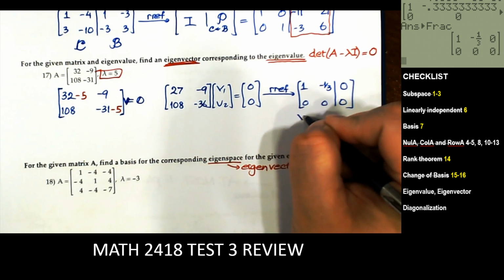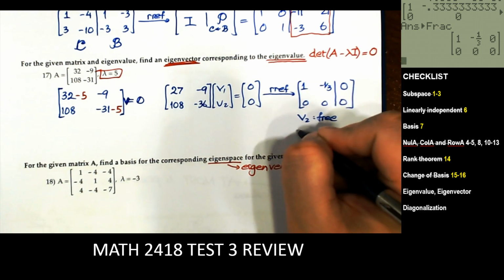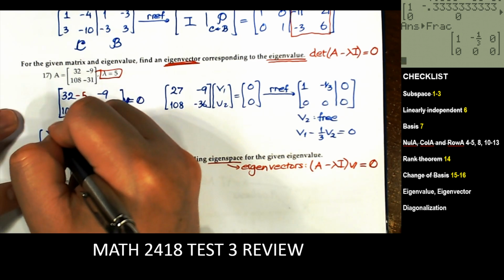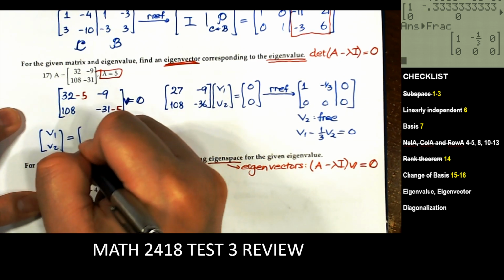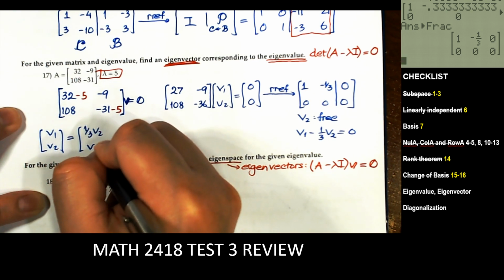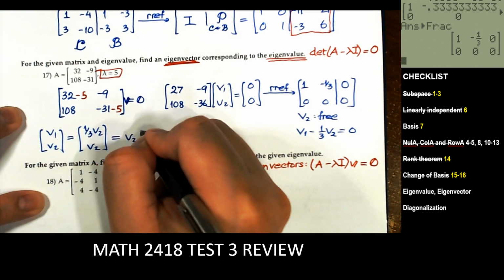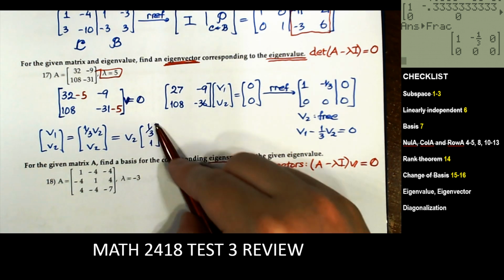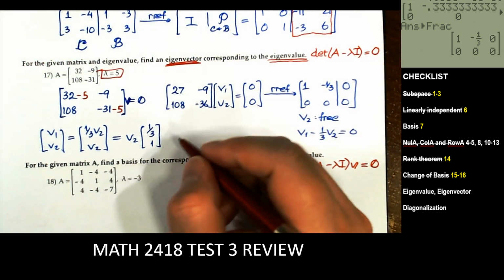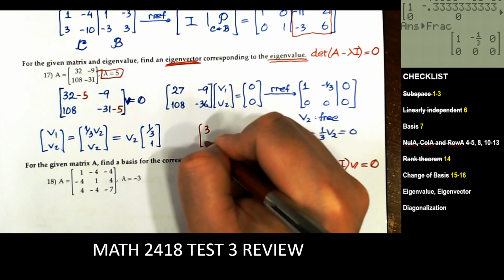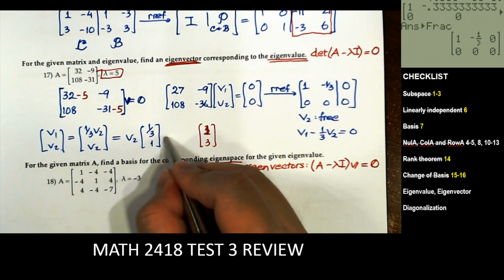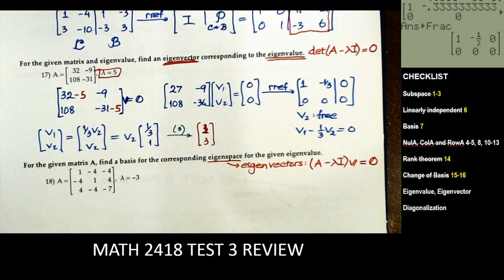So here we see that V2 is free, and V1 minus 1/3 V2 is equal to 0. So we write the solution V1, V2. V1 will be equal to 1/3 of V2. Factor out V2, we have 1/3 and then 1. So to find the eigenvectors, we can just go ahead and choose this vector, or if we want to, we can multiply top and bottom by 3. I'm sorry, it's going to be 1 and 3, if we just multiply by 3 to make it into integers.